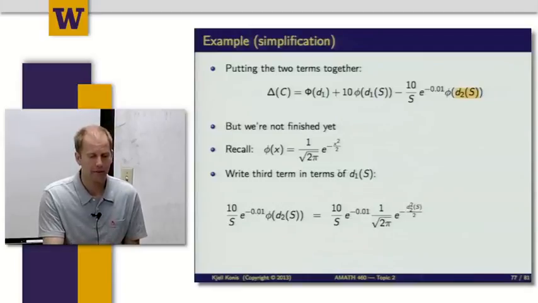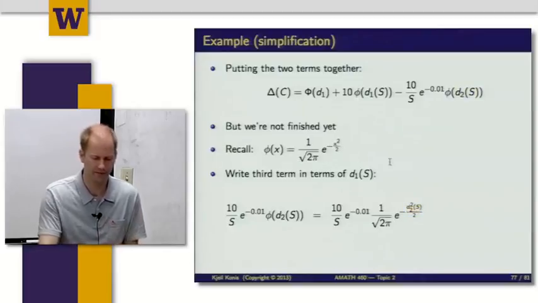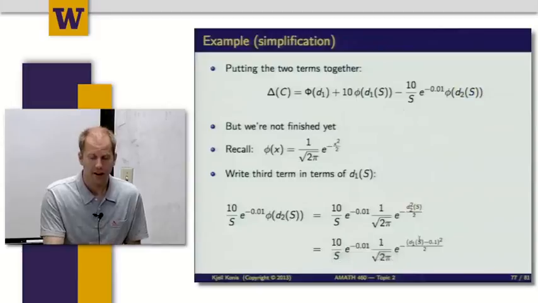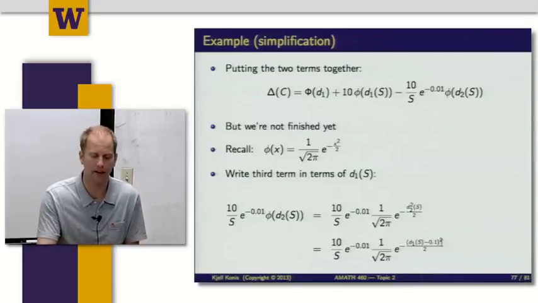So I'm just going to start plugging things into this definition of lowercase phi. First of all, I'm just going to evaluate phi at d2. So I have d2 of s squared, where there used to just be the argument here. But I want to have a d1 there instead. So I'm going to replace my d2 with d1 of s minus 0.1. So I have e to the minus d1 of s minus 0.1, that quantity squared.